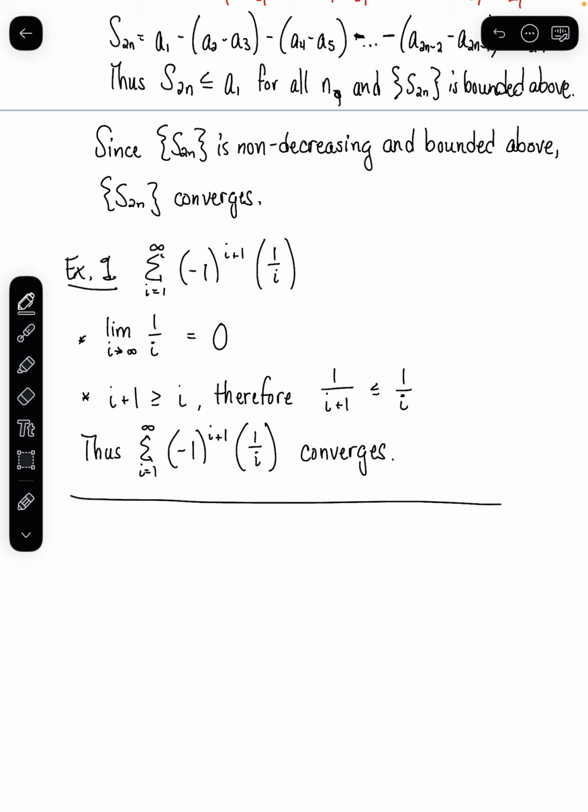Consider this. Let's look at the first several partial sums. Let's look at just the harmonic series, which is going to be 1 plus 1/2 plus 1/3 plus 1/4, etc.